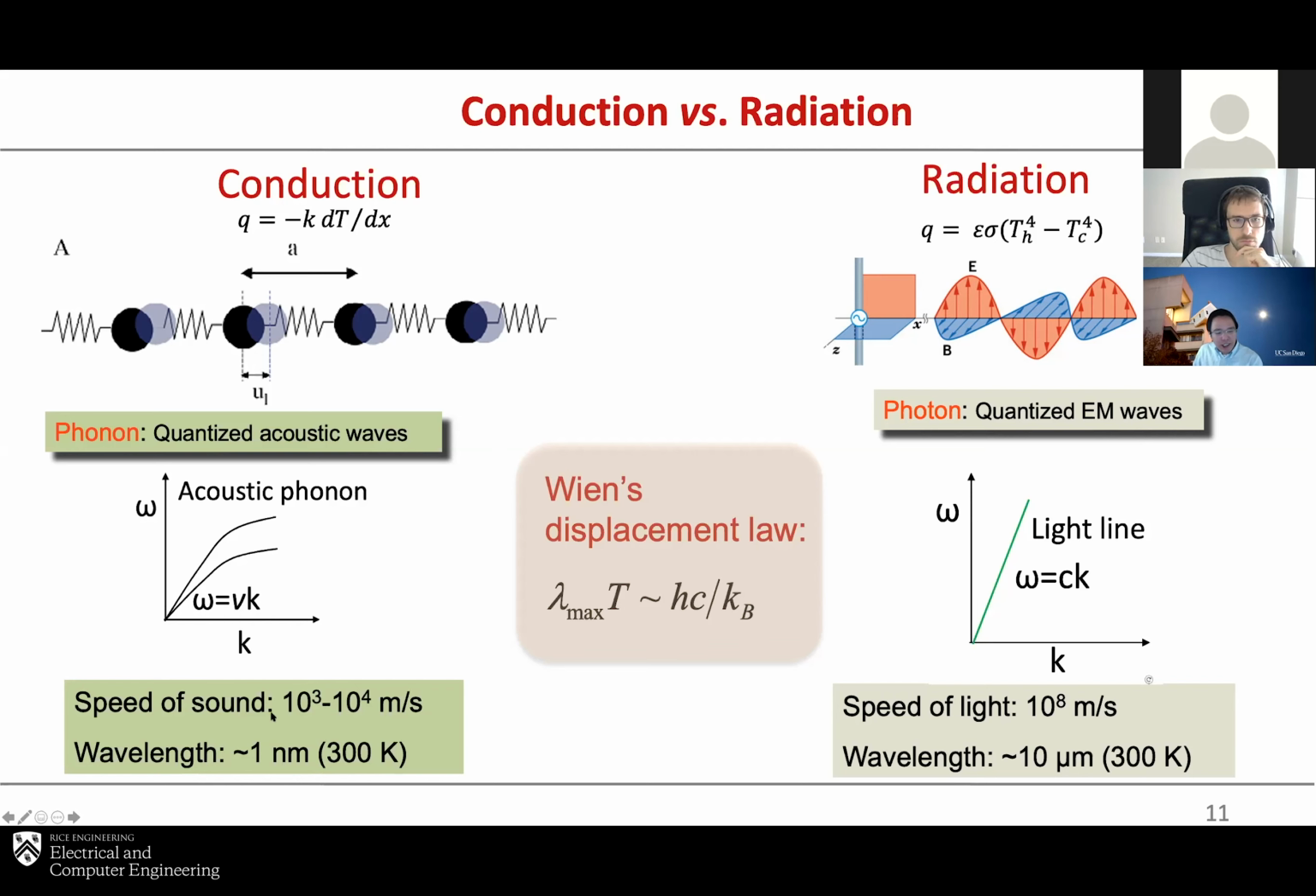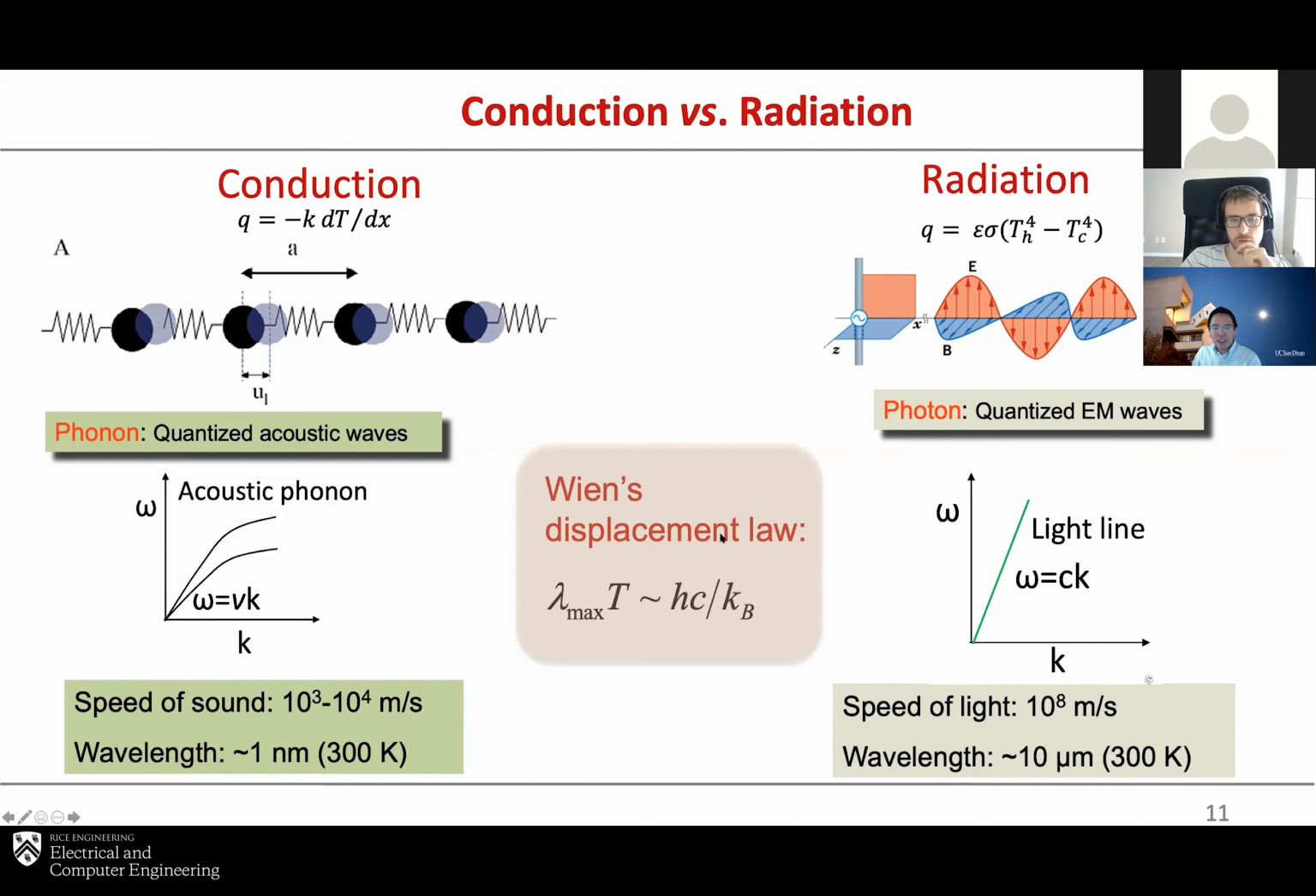One thing we learned is that these acoustic waves that are responsible for the phonon transport process in heat thermal conductivity have a very short wavelength. At room temperature it is about a couple of nanometers. On the other hand, radiation, as we know, is mediated by electromagnetic waves or photons, and that certainly has a dispersion of light in vacuum, where omega is proportional to k, where the slope of this curve is the speed of light. And of course, we know that the speed of light is much larger than the speed of sound, and the wavelength for thermal radiation at room temperature is about 10 microns.